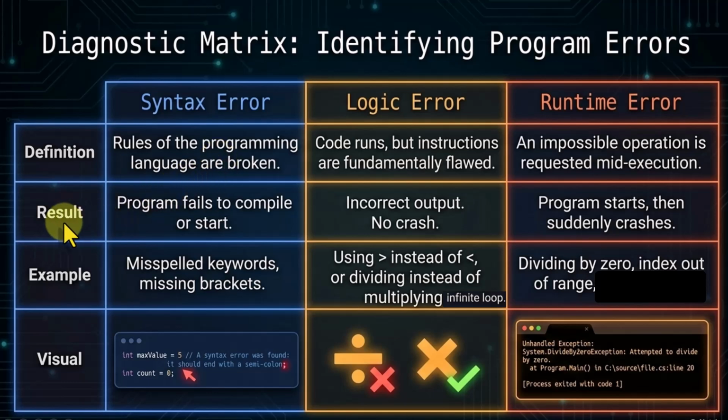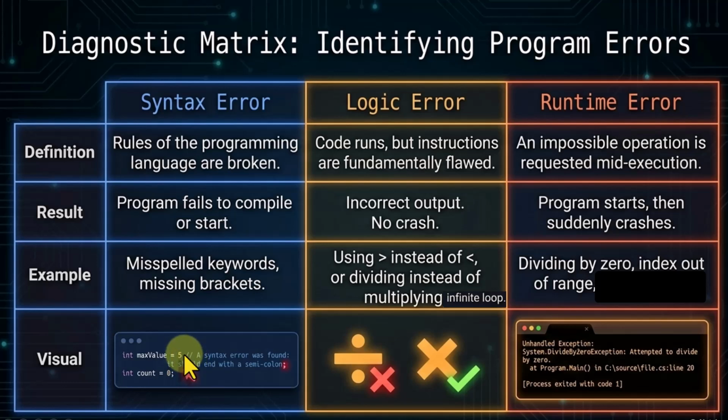Then what happens? The program fails to compile or restart. When you hit run, your program will tell you that in this line you have a problem. Examples: misspelled keywords or missing brackets. So see here, int maxValue is equal to 5. That is in languages like Java, where we have to have a semicolon here.